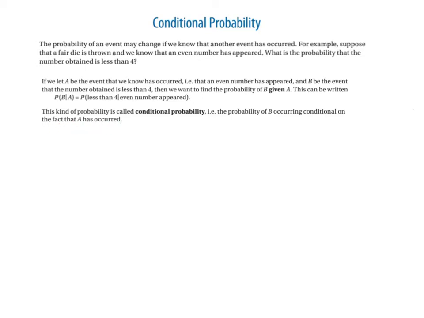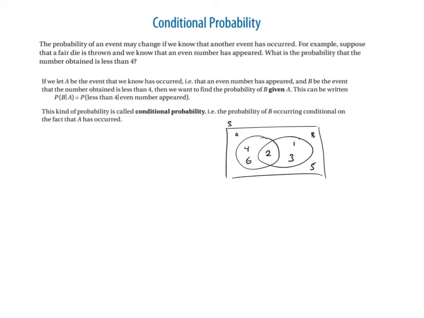So I'm just going to put this information into a Venn diagram and then we'll look at it in that way. The Venn diagram's been drawn, as you can see here, and as we said, A is the even numbers. So you can see in my set A here I have 2, 4 and 6, and the event B is less than 4, so we've got 1, 2, 3. And 5 isn't part of either of these two sets, it lies outside of A and B. Now what we're trying to work out is the probability of B given A.